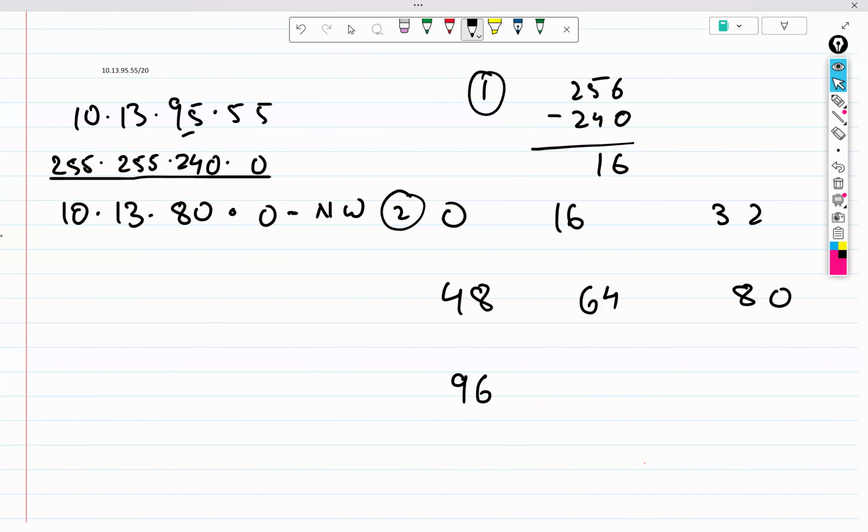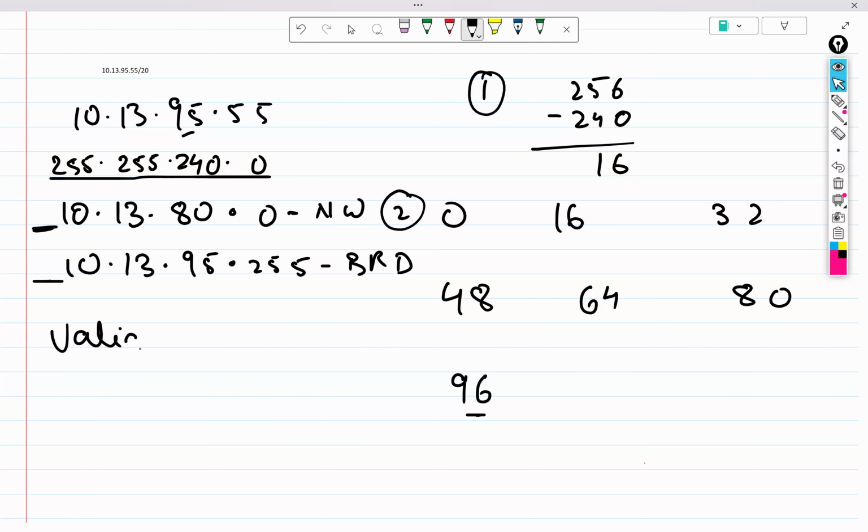The broadcast ID is going to be 10.13.96 minus 1, 95.255. This is the broadcast ID. So any number between these two addresses are valid IP addresses. Why are they valid? Because these two, the network ID and the broadcast ID, we cannot assign to someone.